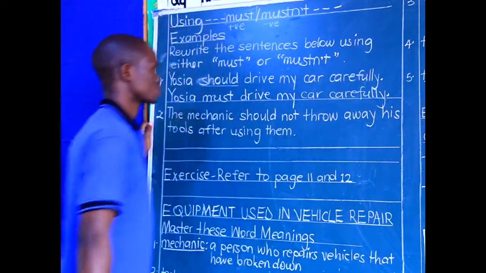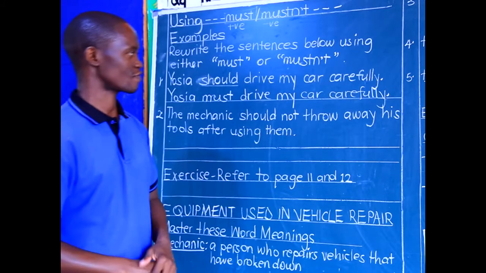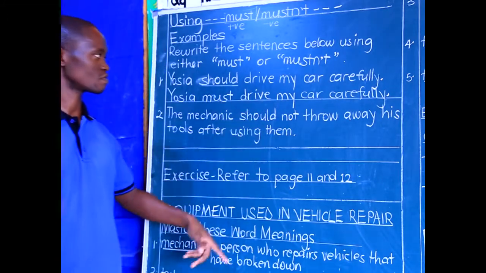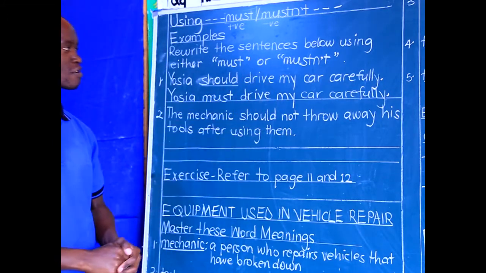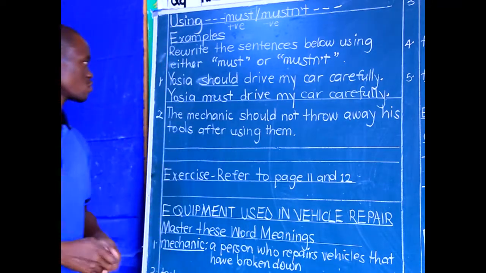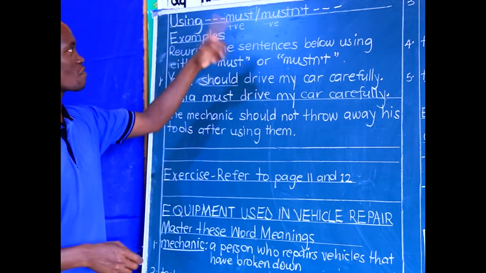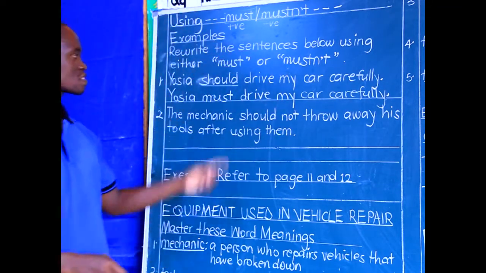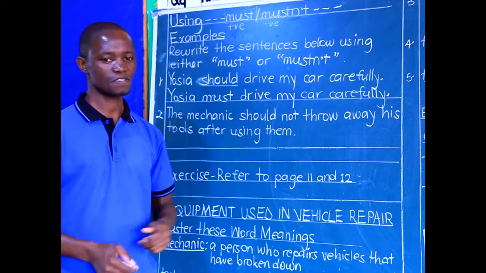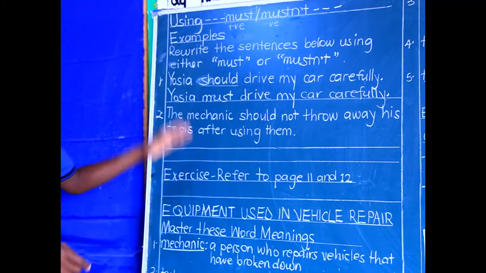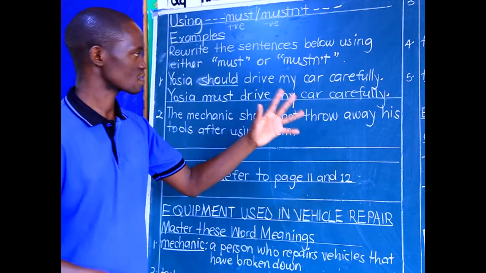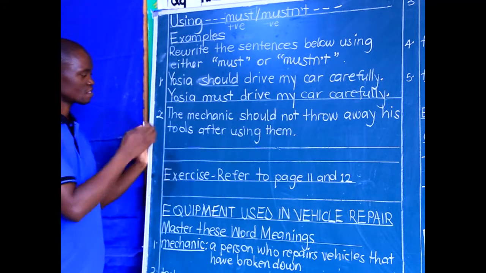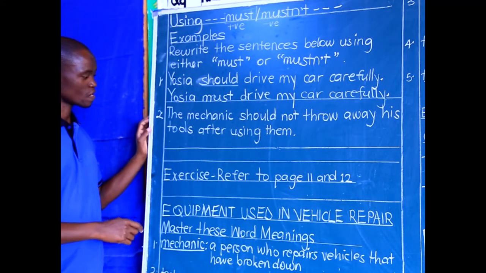Full stop. Yosia must drive my car carefully. The sentence is affirmative because I've not seen any word like "not" in the question. So to write it using must or mustn't, I choose to use must for affirmatives, as the teacher has emphasized. Yosia must drive my car carefully. Correct.